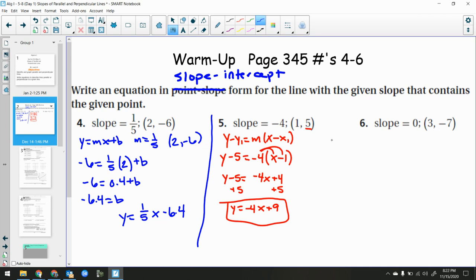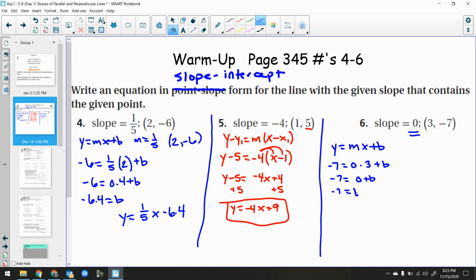Okay, and my last one here, I'm going to do the solve for b method again. This is a weird one because the slope is 0. It's going to come out to be an odd one, and I'll show you what I mean in a second. It's going to come out to be a special case. So again, y is equal to mx plus b, where my m is 0, my y is -7, my x is 3, plus b. And now what happens here is -7 is equal to 0 plus b. Okay, -7 is equal to my b value.